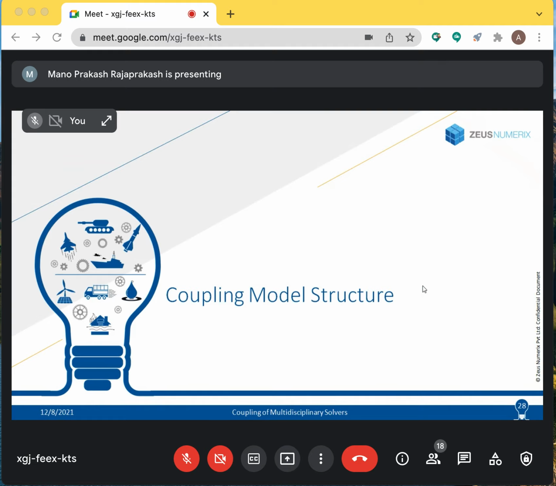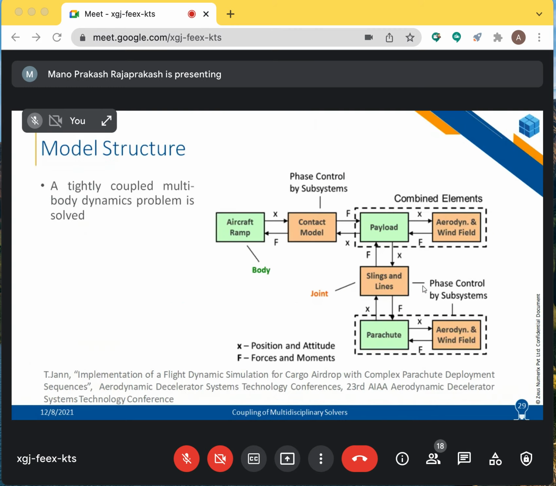Now that we have seen the multiple elements of the parachute payload system dynamics, finally we will see how these fit into one particular simulation framework. It is the entire coupling model structure that we will look at. This is the typical framework or flowchart that we follow for multi-body dynamics, where you have multiple interconnected systems. It's a multi-body dynamics problem, which is very tightly coupled.